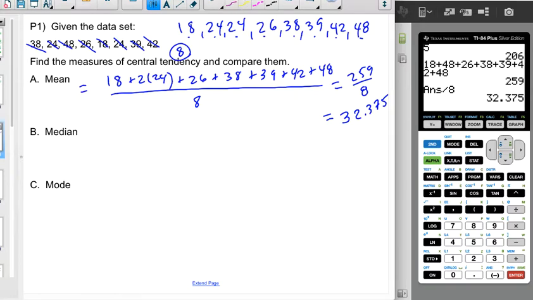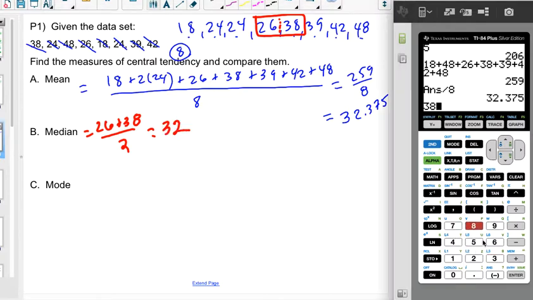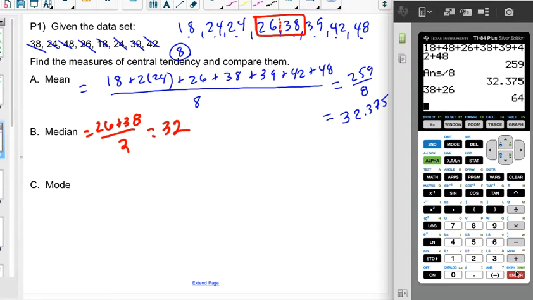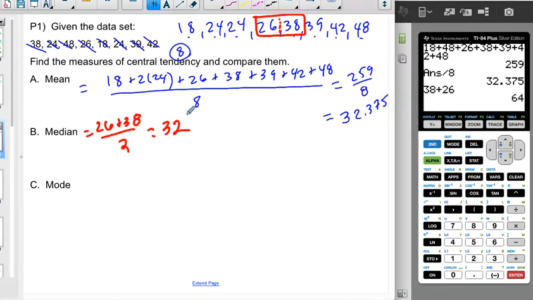Now the median is going to be the middle value, but here there are 8 values, which means there are 2 values in the middle, right? The middle actually occurs right between these two. So the median is going to be the 26 plus the 38 divided by 2, which should give me a 32. We can double check in case, but 38 plus 26, yep, divided by 2. So we get 32 for the median.